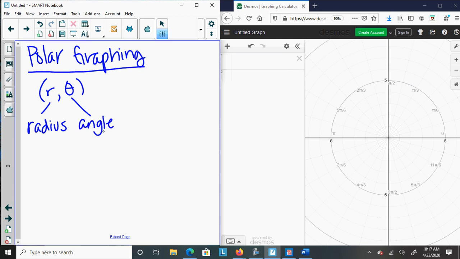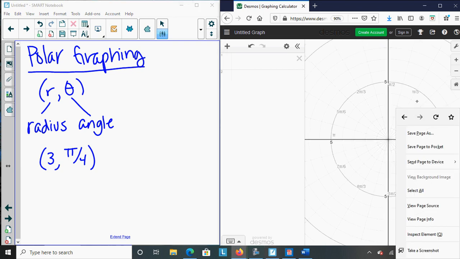Okay, and we can plot points. We'll be given what angle they are at, and also how far away from the origin they are. So if I were to graph, say, 3 pi over 4, okay, I don't know that I can write on this. We'll see. I would go to pi over 4, which we know where pi over 4 is, and go out 1, 2, 3. And it would be right there.